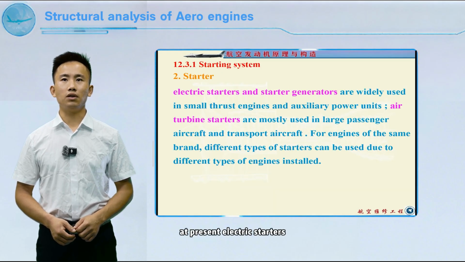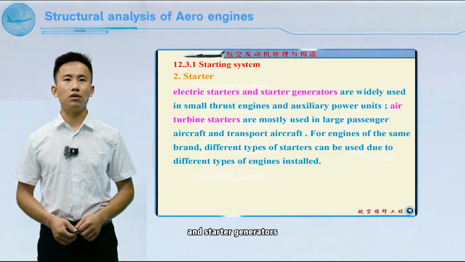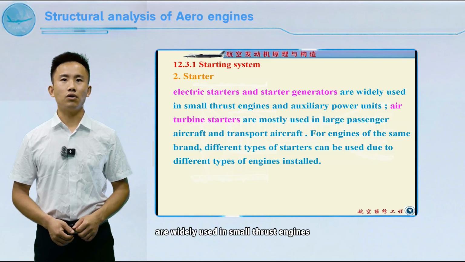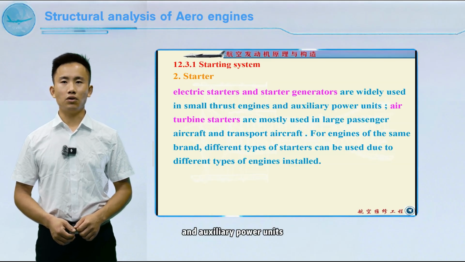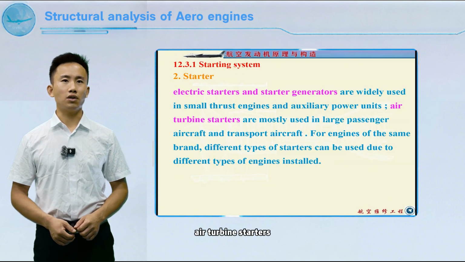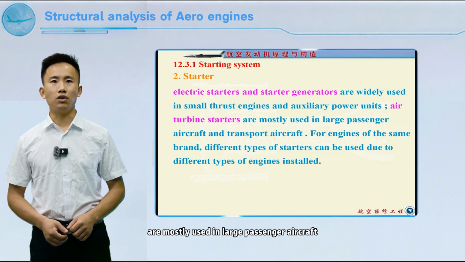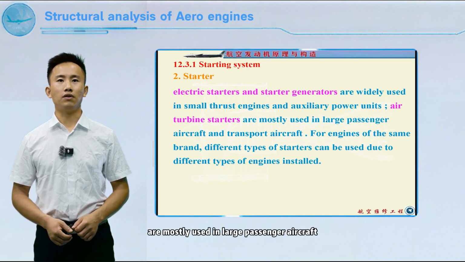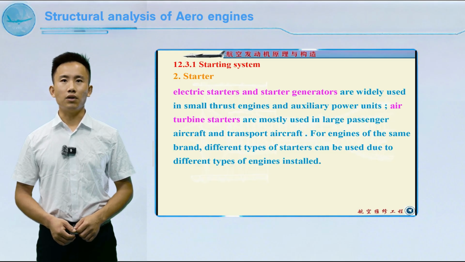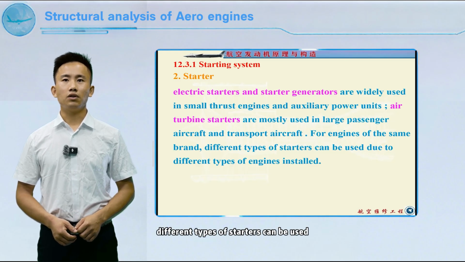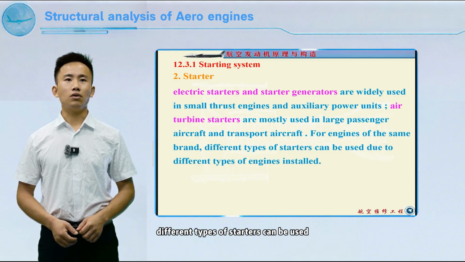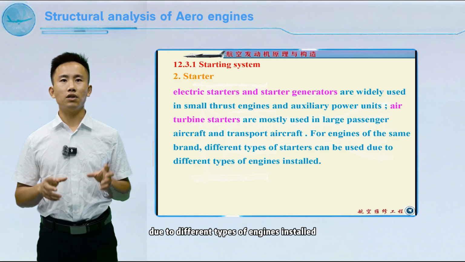At present, electric starters and starter generators are widely used in small thrust engines and auxiliary power units. Air turbine starters are mostly used in large passenger aircraft and transport aircraft. For engines of the same brand, different types of starters can be used due to different types of engines installed.